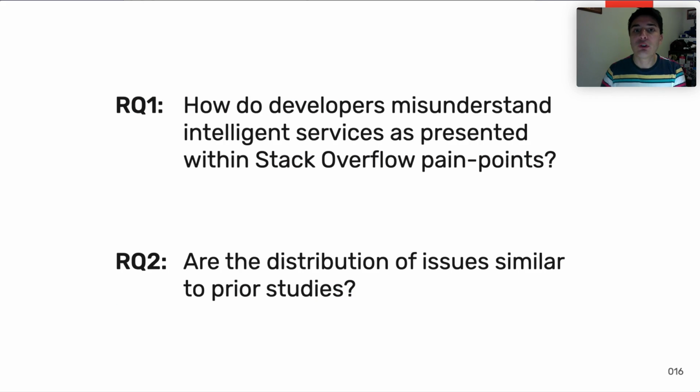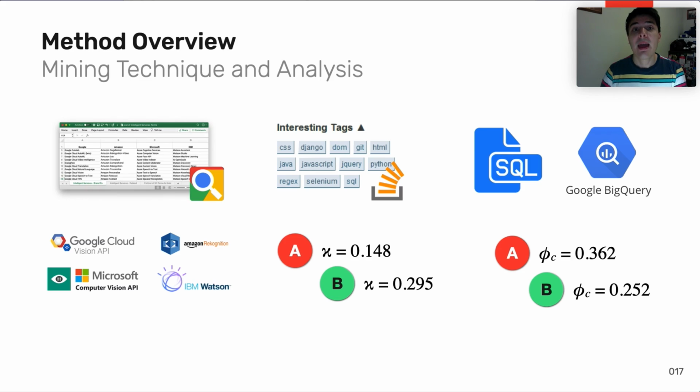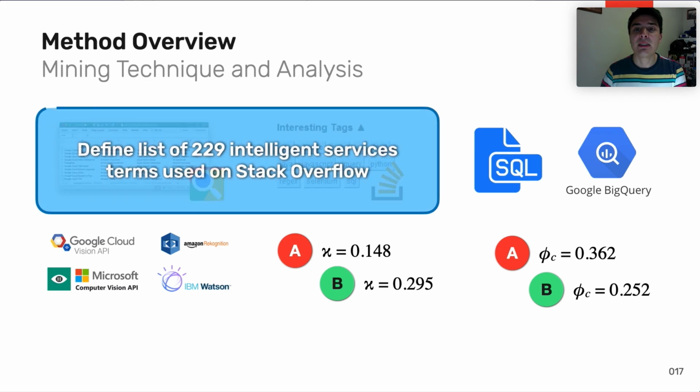We formulated 2 research questions to investigate this further. Firstly, we wanted to see how developers misunderstand these services through Stack Overflow questions. And secondly, we wanted to see if the distribution of the types of issues are similar to those found in existing studies. Our method started by defining a list of 229 intelligent services.